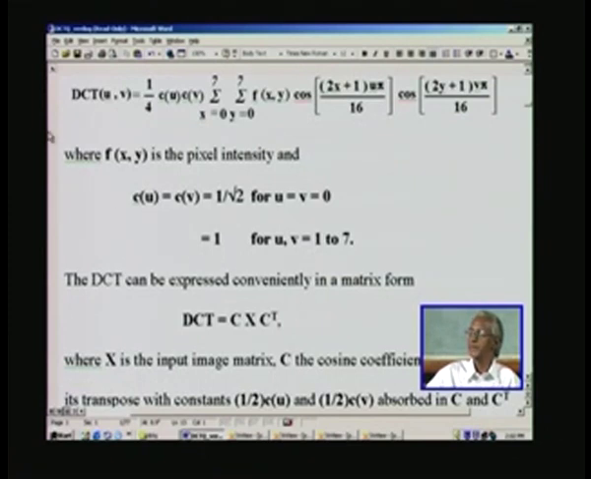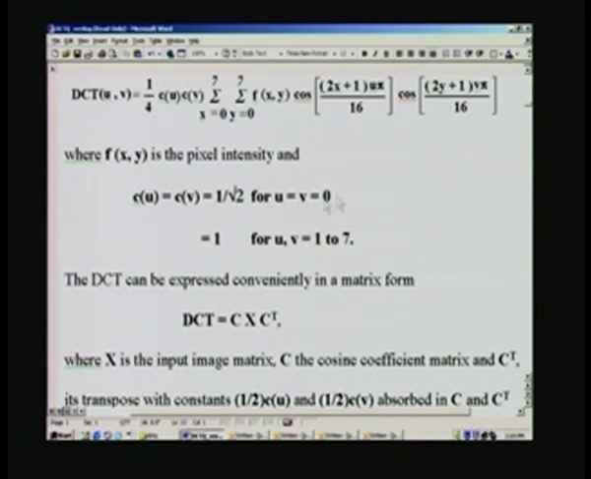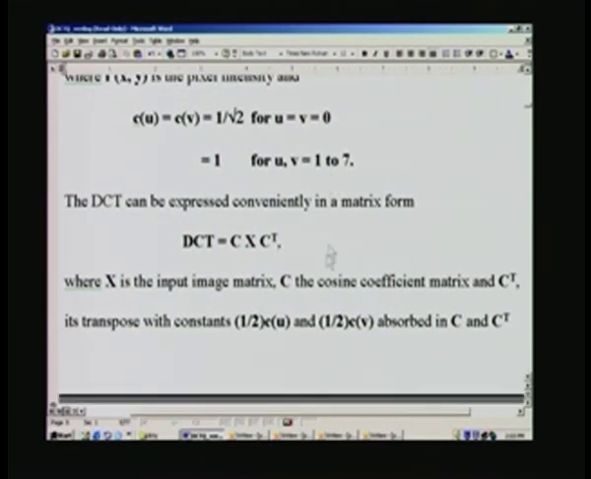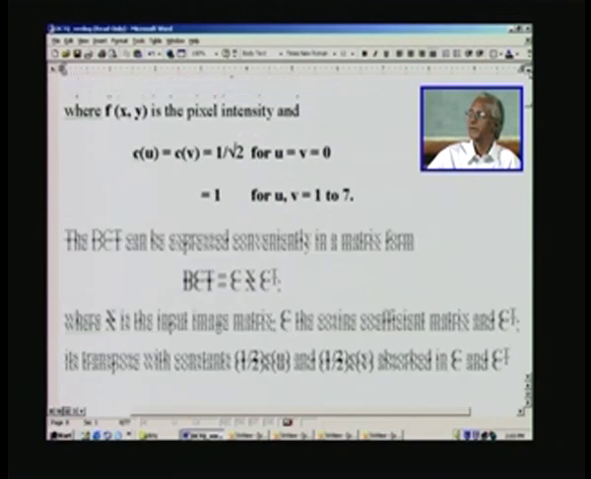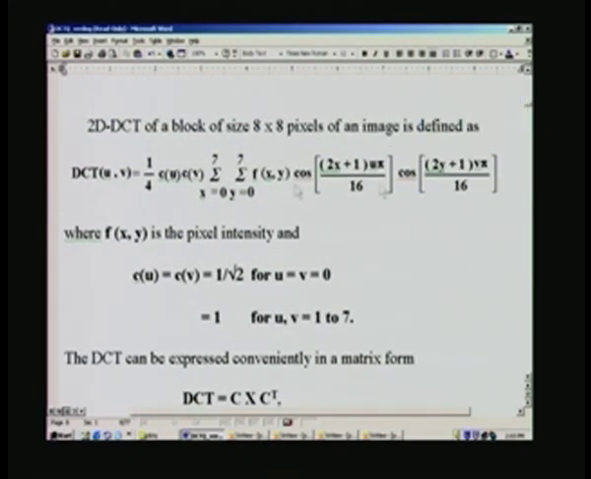So this is the basic DCT transformation, and C(u) C(v) is 1 by root 2 only for u equal to 0; for all other values it is 1. Now we are going into the new algorithm developed for the sake of implementing it as an ASIC or FPGA, and in general as a VLSI. If you look at this expression here, you can see that it can be expressed in the form of a matrix.